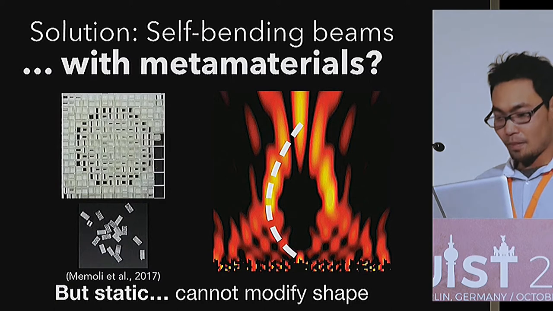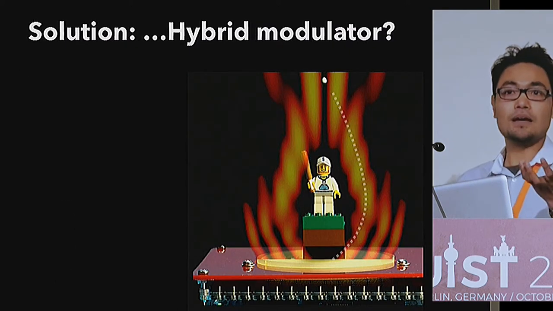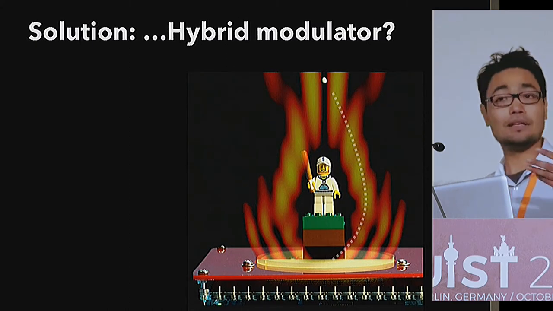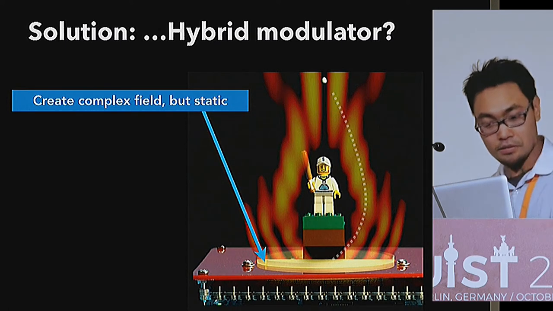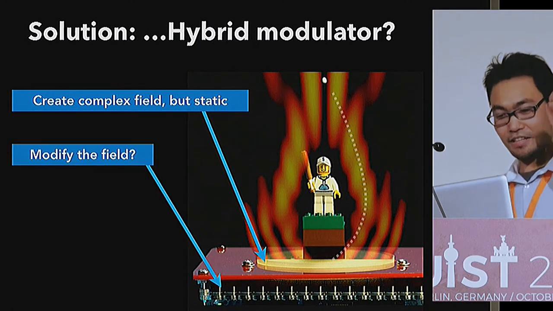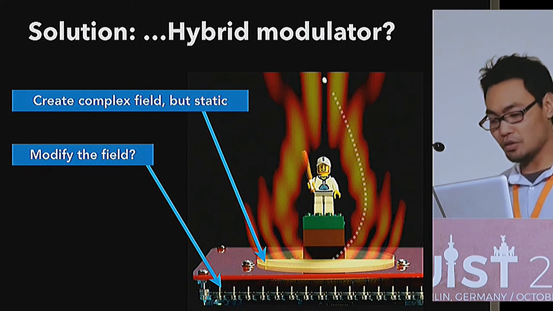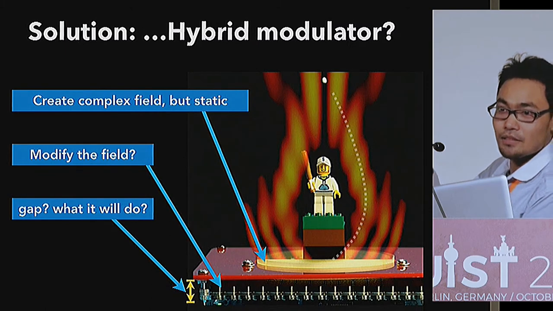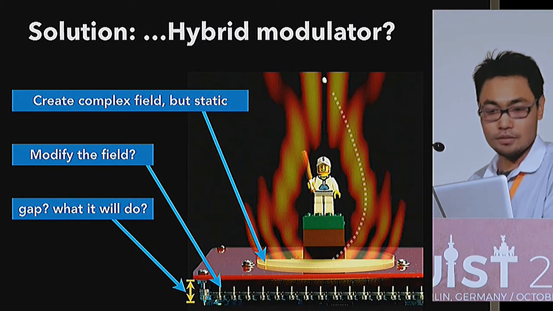So, can we get the best of both worlds and make a good prototype for, let's say, a hybrid modulator? By having the complex field created by this static, clever plastic, and then modifying the field using ultrasound transducers at the bottom. We also need to know what the gap is, right? Maybe it's affecting the sound field or not, we don't know yet.